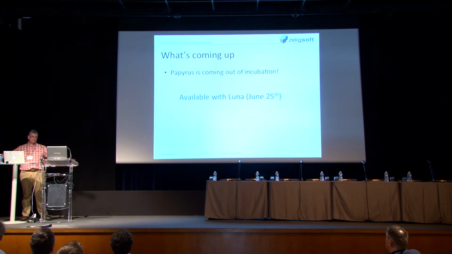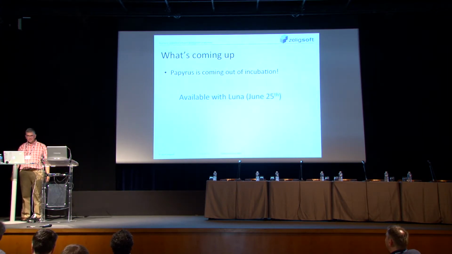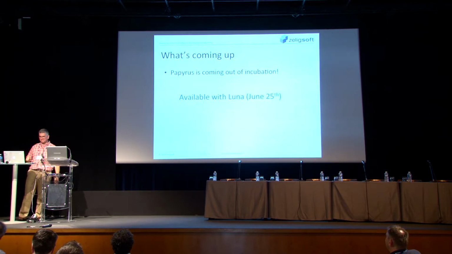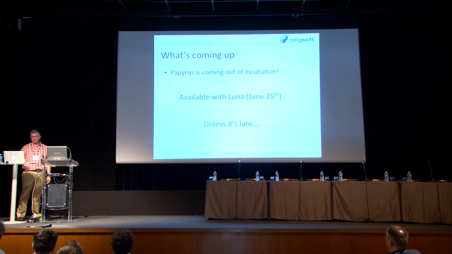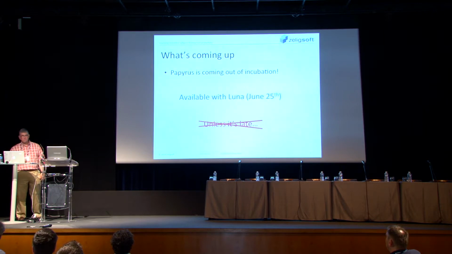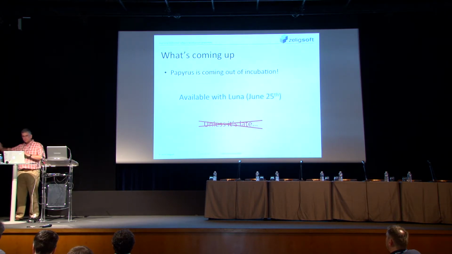For those who don't know, Papyrus is coming out of incubation. Yay! It's late afternoon. I should have brought a lot of coffee to get everybody excited. It's going to be available with Luna. For those who don't know, that's June 25th. Unless, of course, it's late. Oh, wait. This is Eclipse. Eclipse never releases late. I've been working with big commercial companies for too long. I'm just used to late deliveries. You'll have to excuse me on that.